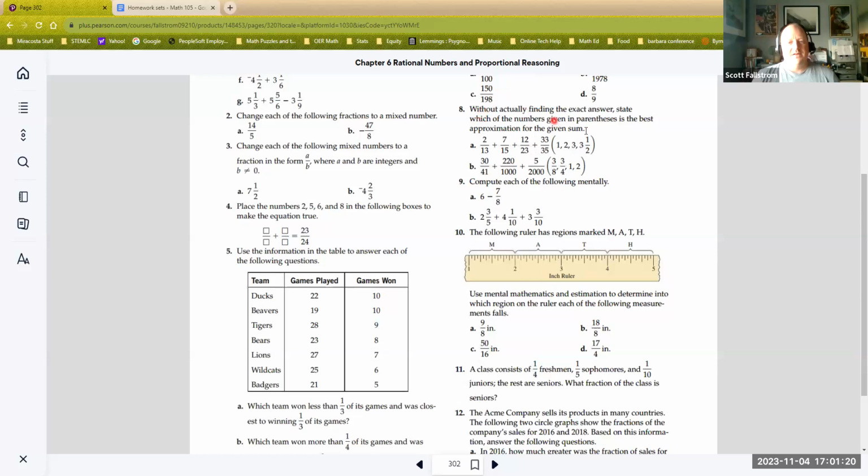Okay. Love these questions. Hint, hint, nudge, nudge, wink, wink. Love these for tests. Without finding the exact answer, state which of the given numbers in parentheses is the best approximation without actually calculating the numbers. So this is where you get to use your estimating skill and say, hey, this looks like it is the closest and best value.